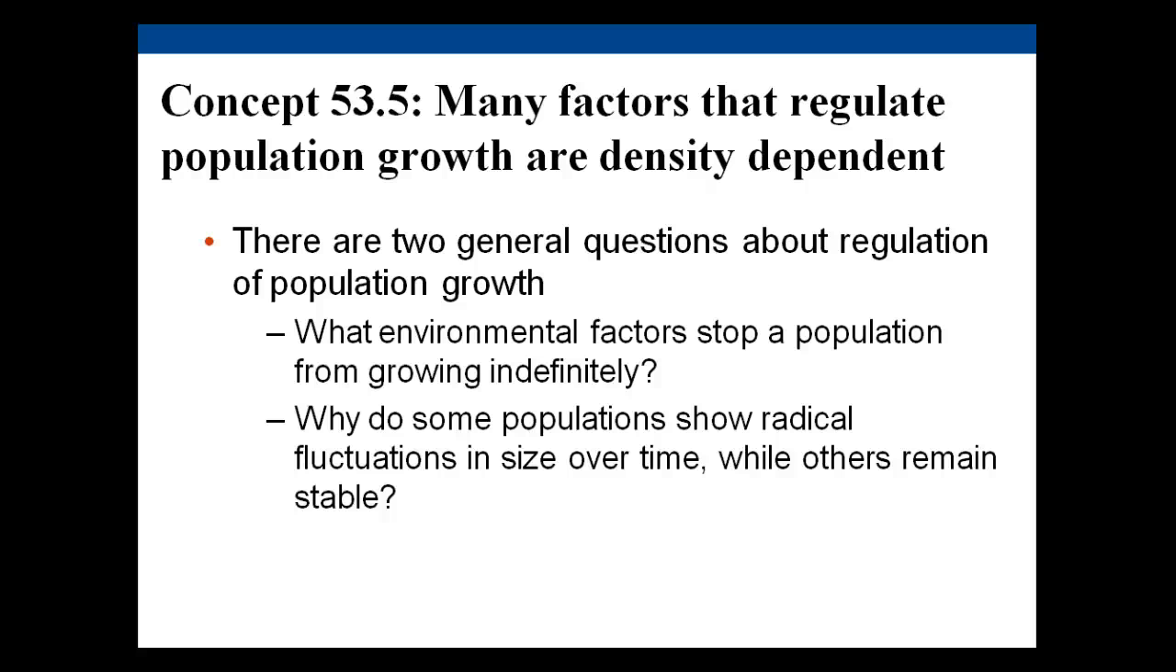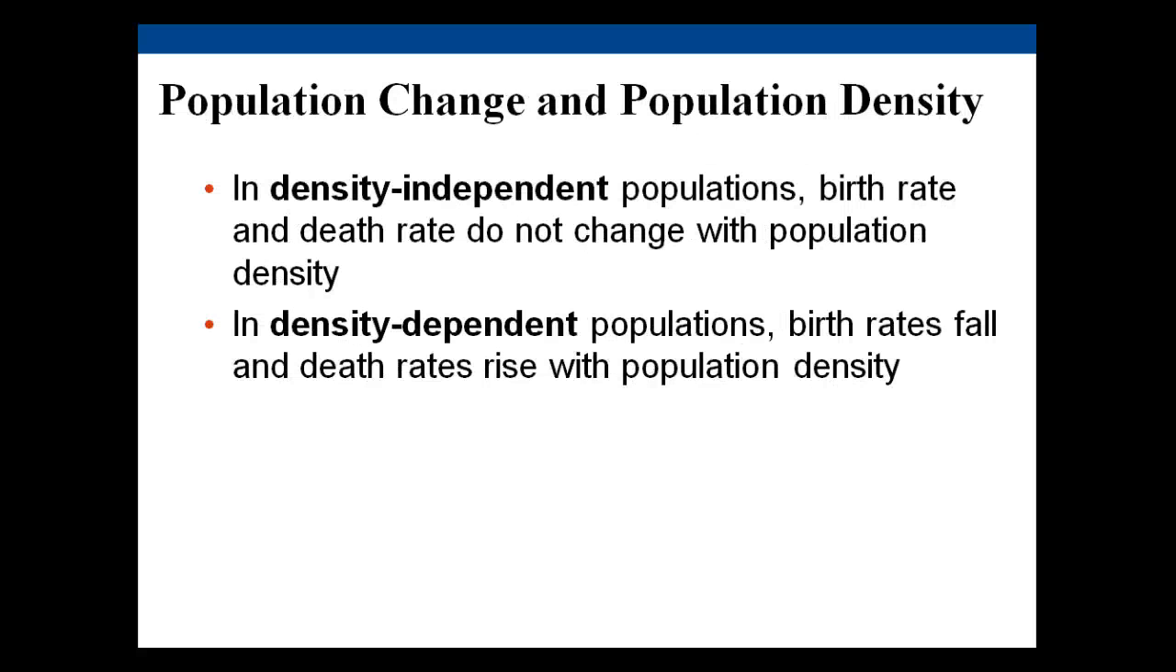Alright, and the last part of 53.5, what regulates population growth, are density dependent factors, and then we have exponential growth, human population, real quick. So what environments stop a population from growing infinitely? You can mention all of these things. How are we able to tell what's going on?